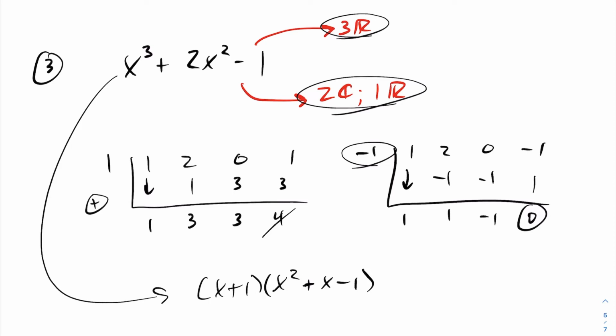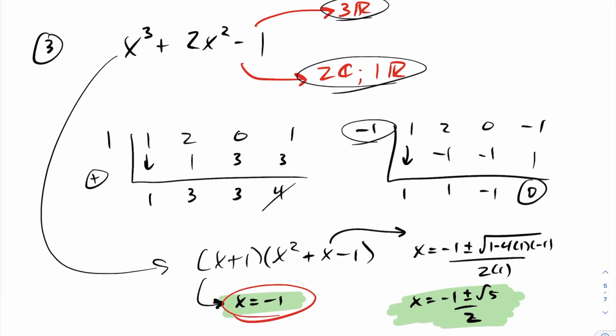And quickly here you can see if I use my quadratic equation, this quadratic will yield the following roots. In this example, we have a root at -1 and then 2 irrational roots at (-1 plus or minus root 5) over 2. So this polynomial ended up having a decomposition of all real roots. 2 were irrational and 1 was a rational root.